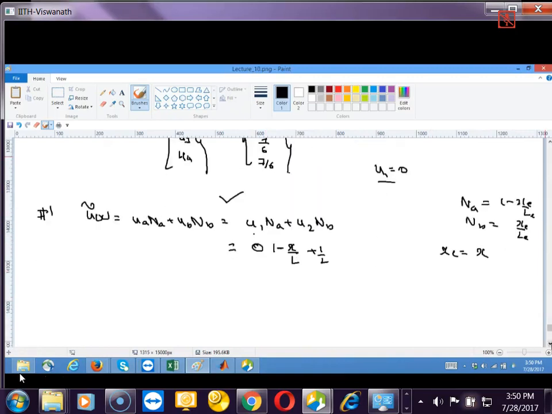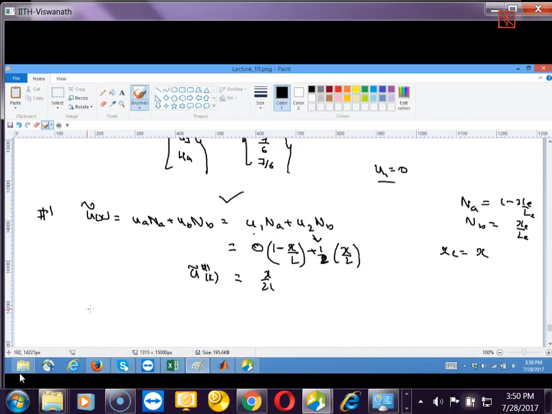Now, we know that our N_A and N_B are given like this. So U_B is equal to 1 half, and this is x by L. So this is given by x by 2L, which is u tilde for element 1.